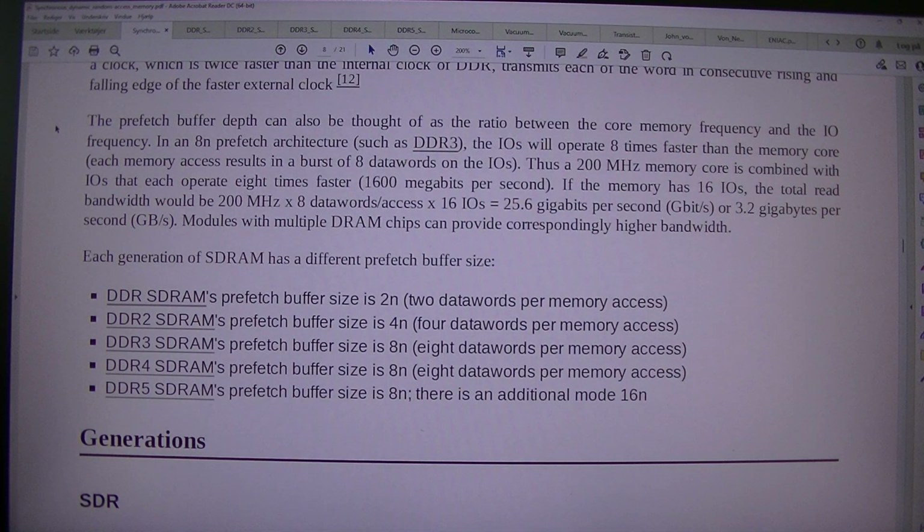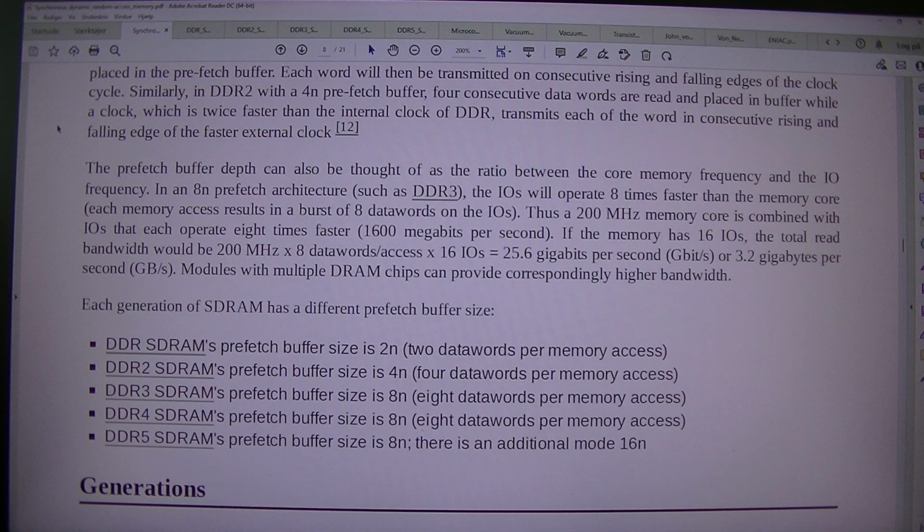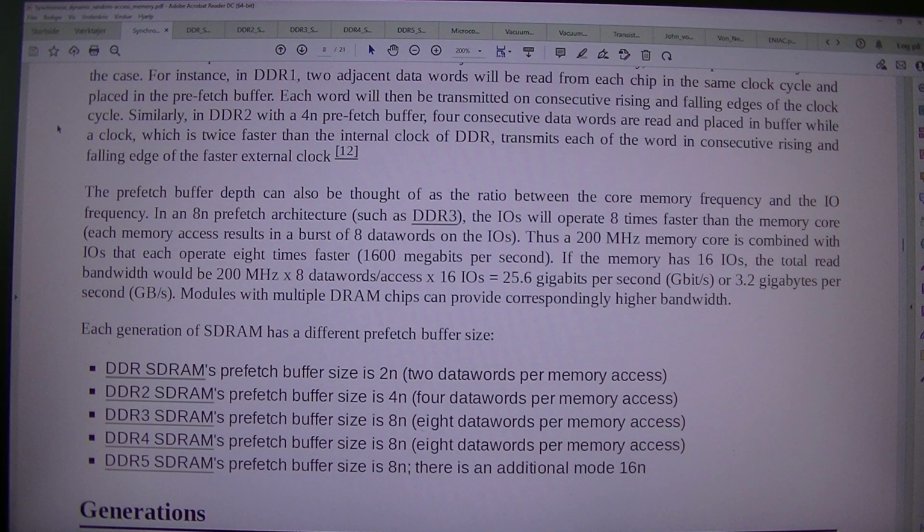Each generation of DRAM has a different prefetch buffer size. DDR's prefetch buffer size is 2N, 2 data words per memory access. DDR2's prefetch buffer size is 4N, 4 data words per memory access. DDR3's prefetch buffer size is 8N, 8 data words per memory access. DDR4's prefetch buffer size is 8N, 8 data words per memory access. DDR5's prefetch buffer size is 8N, with an additional mode of 16N.